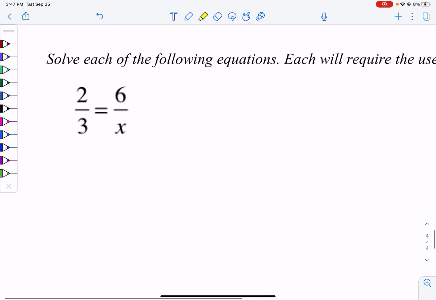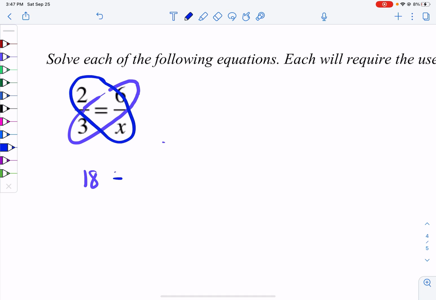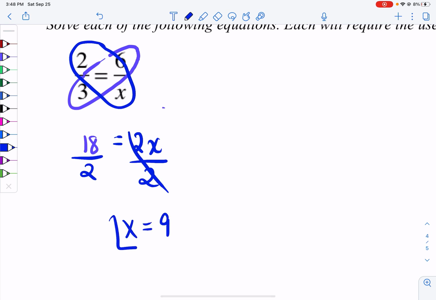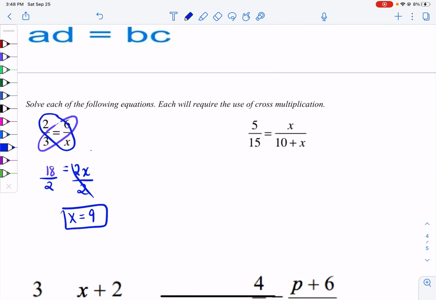In our first example, we have 2 over 3 equals 6 over x. The first thing we're going to do is cross multiply. So I have 3 times 6, which is 18. I have 2 times x, which is 2x. And if I look, this is a one-step equation. I have to ask myself, how do I get rid of the 2 attached to my x? I do that by using division. So I'm going to divide both sides of my equation by 2. 18 divided by 2 is 9. So I can say x is equal to 9. And that's my final answer.